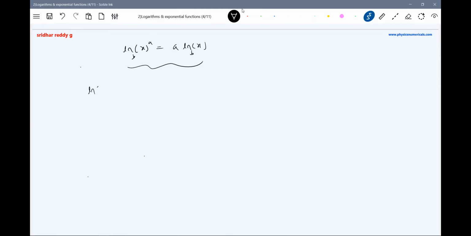Okay, after this, the log of 1 by x. Log of 1 by x, we can write it as log 1 minus log x. Log 1 will be 0.